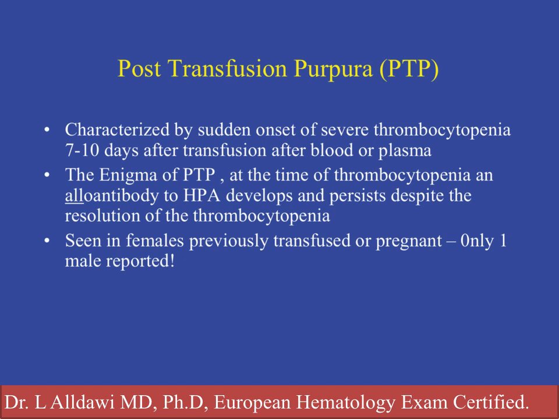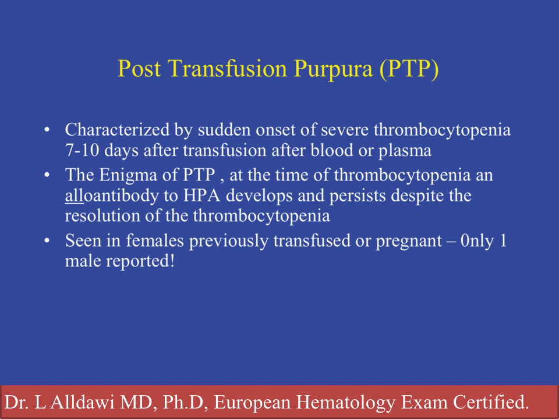So post-transfusion purpura is characterized by sudden onset of severe thrombocytopenia. It can be 12 to 24 hours. The enigma of post-transfusion purpura is an alloantibody to human platelet antigen. The alloantibody will develop and persist despite the resolution of thrombocytopenia. Post-transfusion purpura is almost exclusively seen in females. The typical patient is a lady who was sensitized to human platelet antigen 1A in a previous pregnancy, and then she was transfused about 3 to 52 years later and developed post-transfusion purpura.